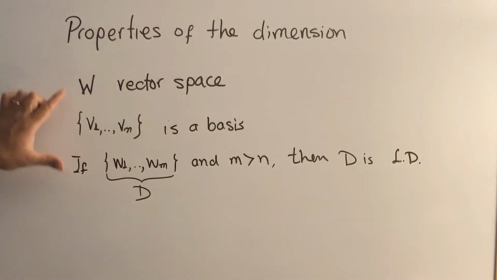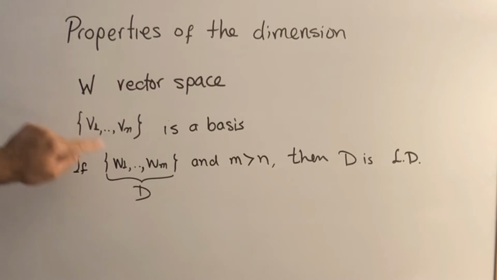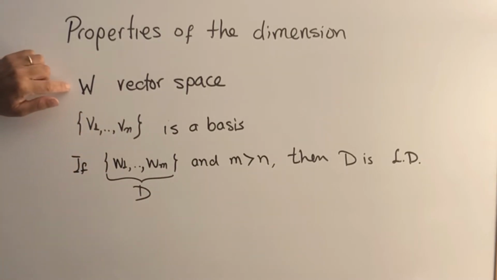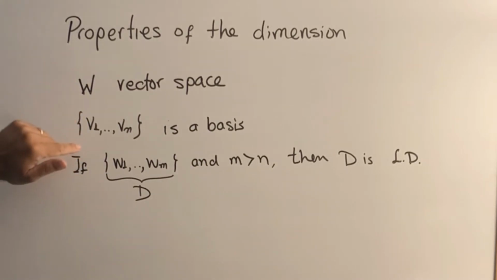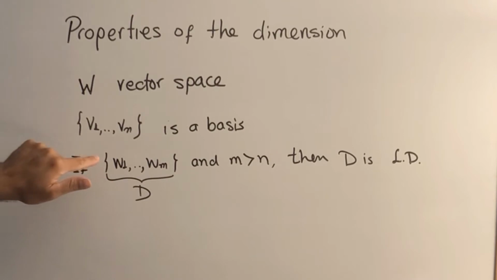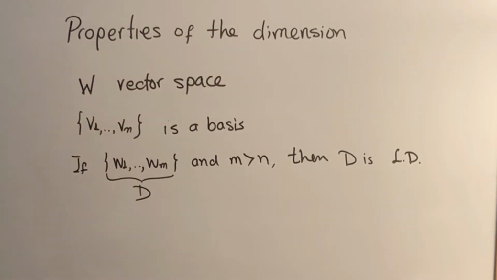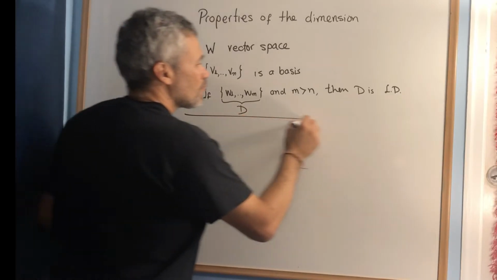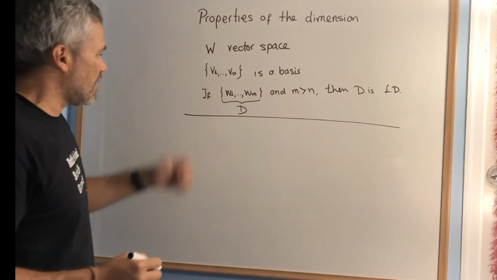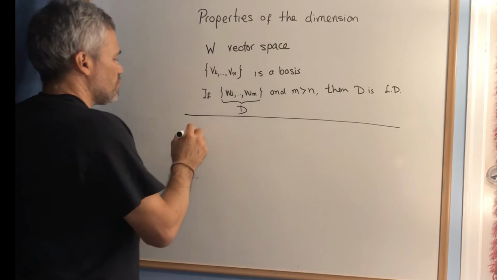As a consequence of this theorem, we know that every basis of the same vector space must have the same number of elements, which is called the dimension of the vector space. Let me mention another theorem that is easy to prove.